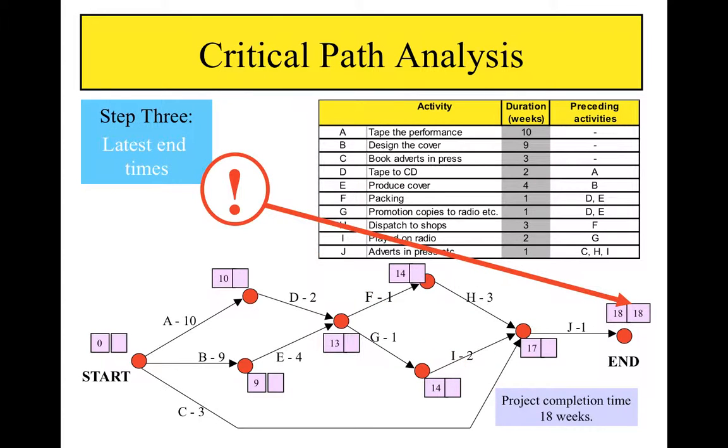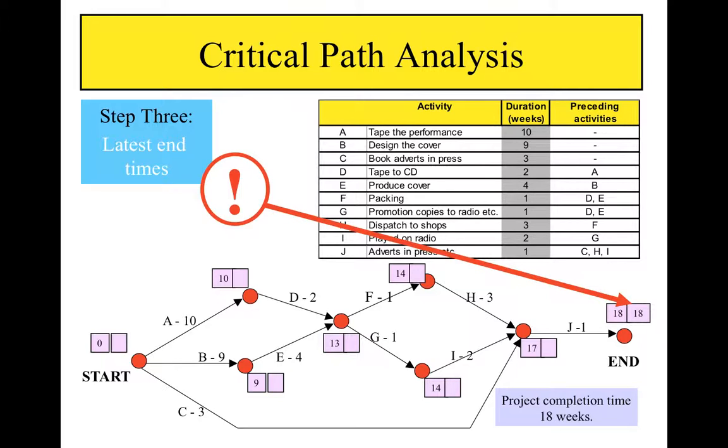The next step is to consider the latest possible time that we can be at any stage of the project, whilst still managing to complete the entire project on time. Assuming that we wish to complete the project in its fastest possible time of 18 weeks, the latest possible time that we would like J to finish at is therefore 18 weeks.